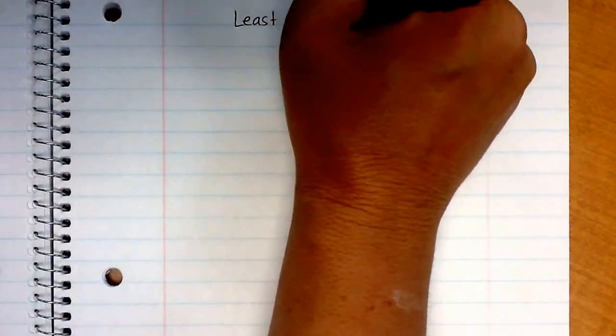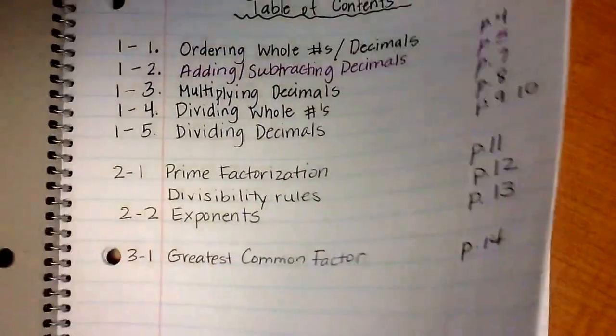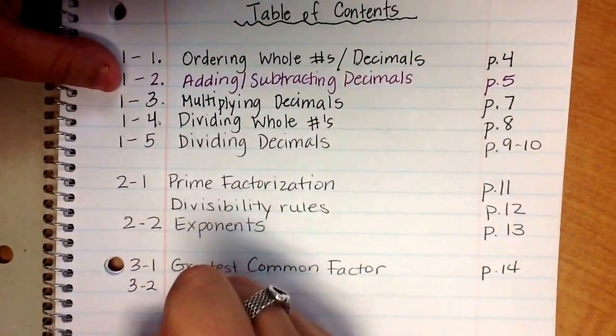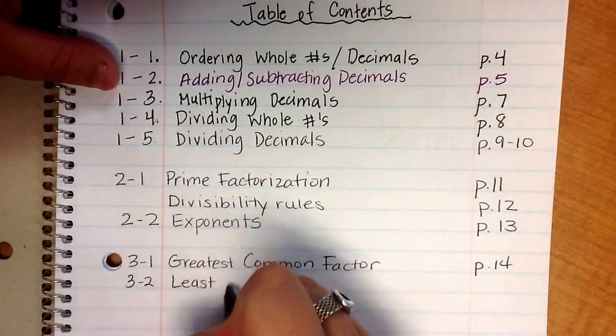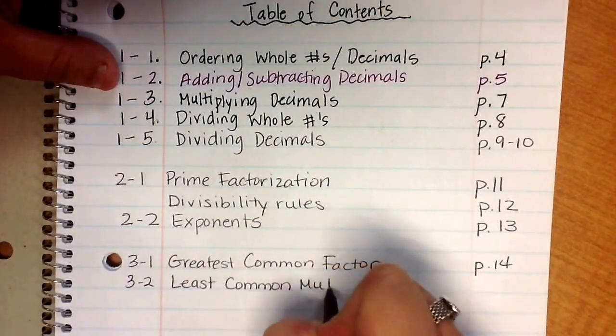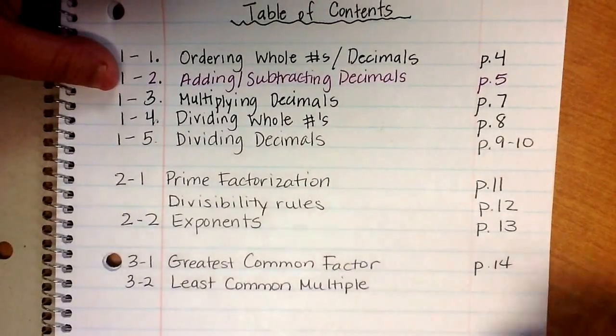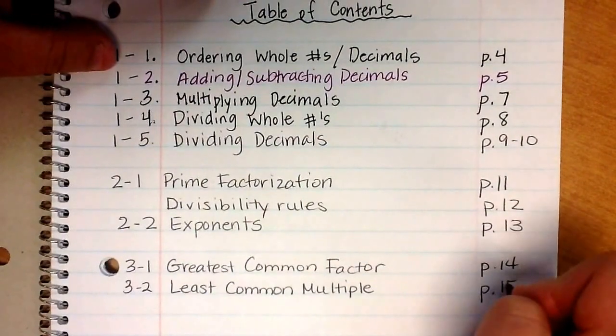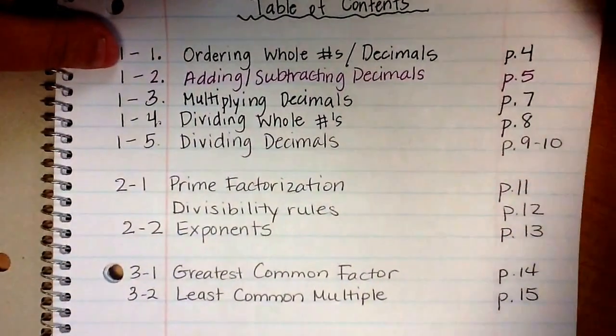Least common multiple. Be sure to add this to your table of contents, and write down the next page number. Mine is going to be on 15. Yours may be different.